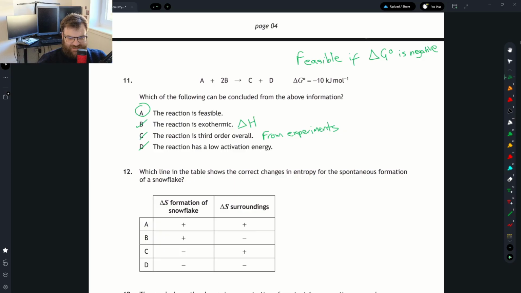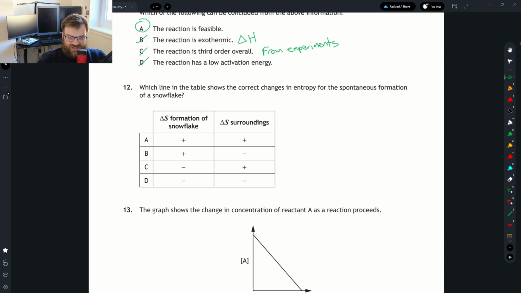In this one, a change in entropy for the spontaneous formation of the snowflake. Okay, so entropy is disorder. And we're making a snowflake, so a liquid is more disordered, and we're going to become less disordered. So the snowflake is becoming less disordered, so it'll be a negative entropy change.